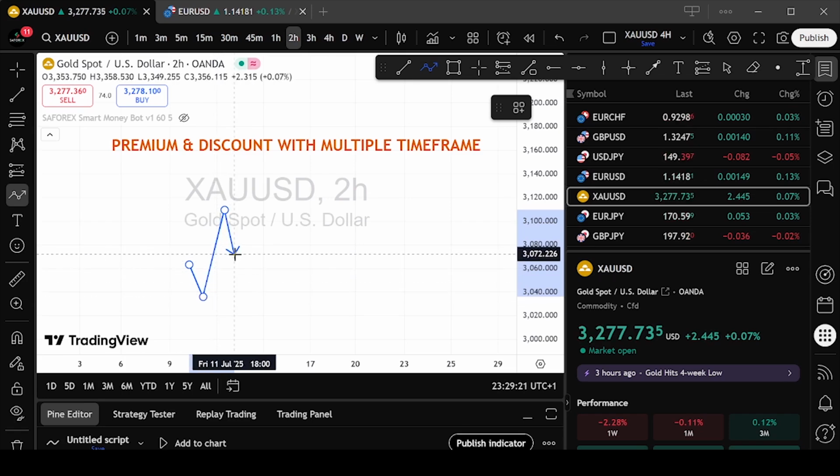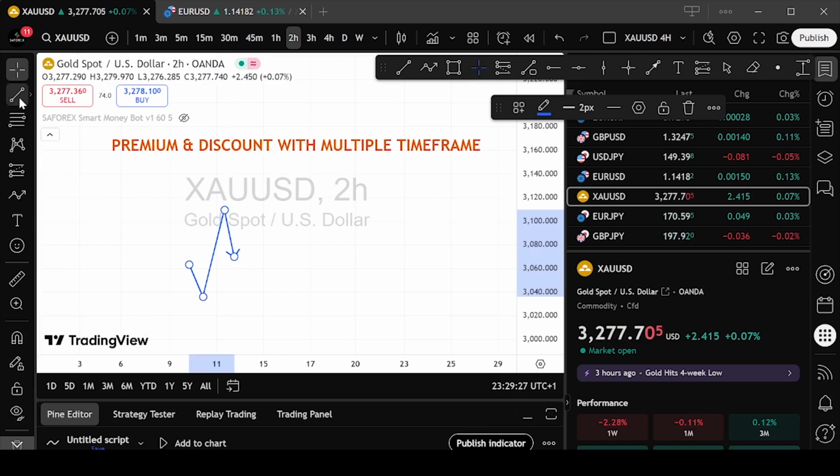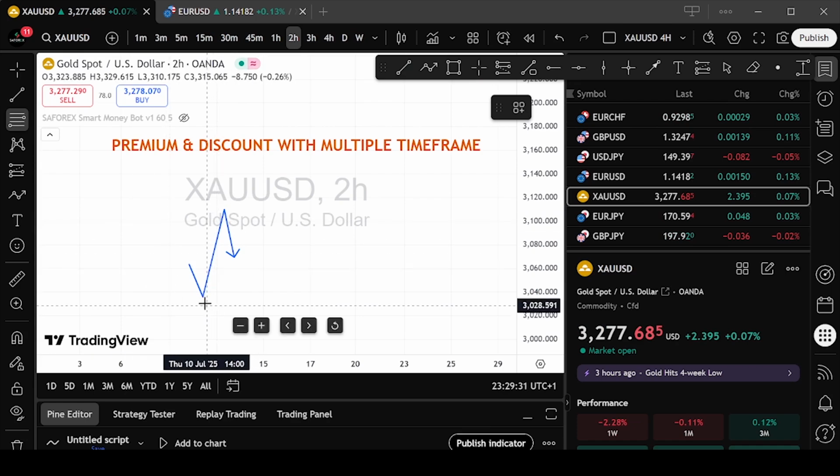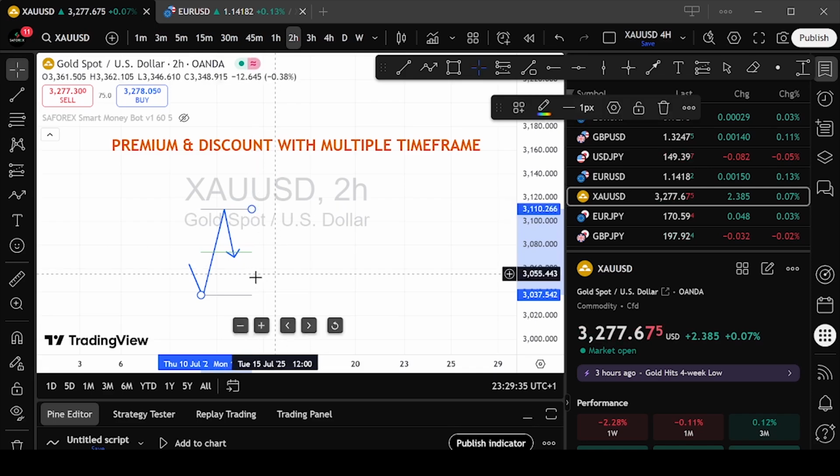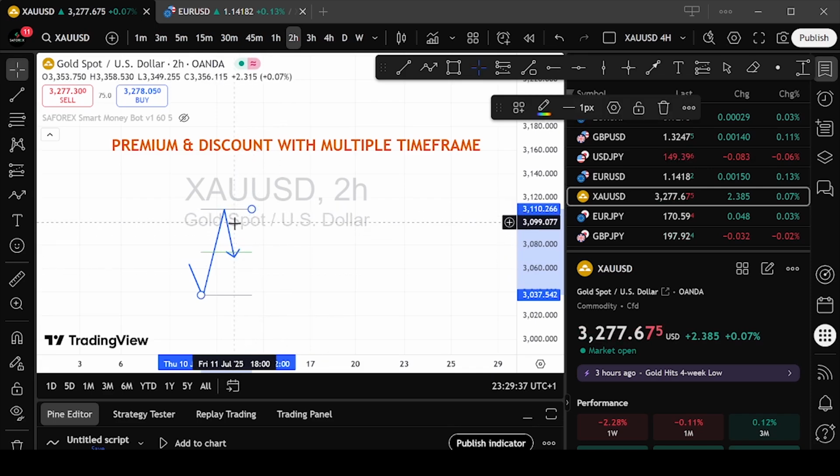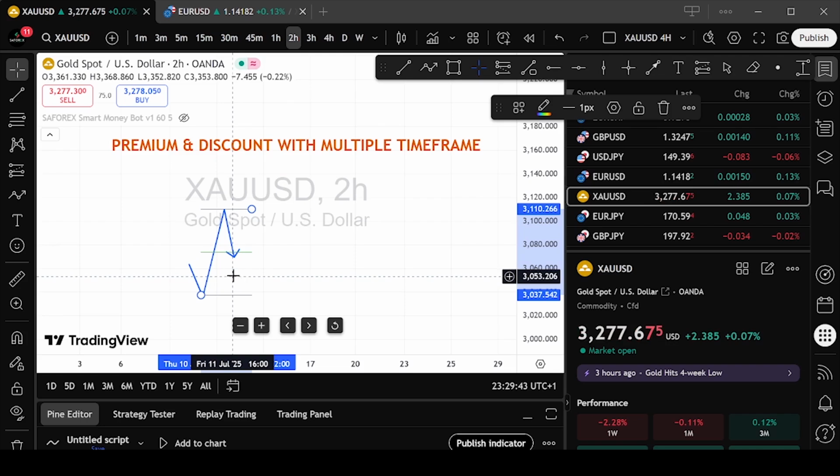And we said that we don't want to see you buying in premium. So if I drop my Fibonacci and drag it, I don't want to see you buying in premium. I don't want to see you jumping into the market in a premium context. I want you to wait for the market to come into the discount zone, then you buy.